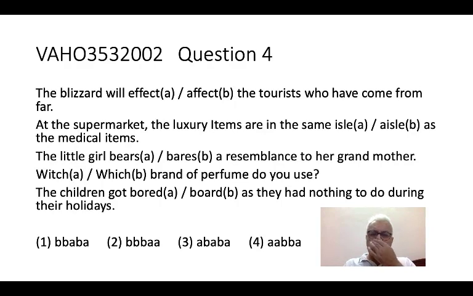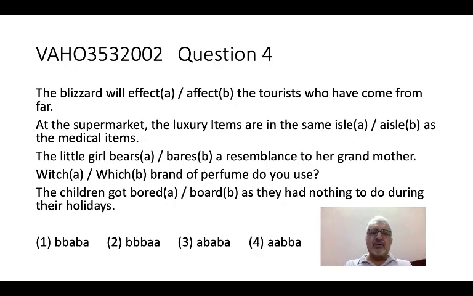Question number 4 talks about the blizzard. What's a blizzard? Snow accompanied by strong winds is called a blizzard. Just like you have a storm. What is a storm? Rainfall with strong winds. This is snow with strong winds. So that's a blizzard.